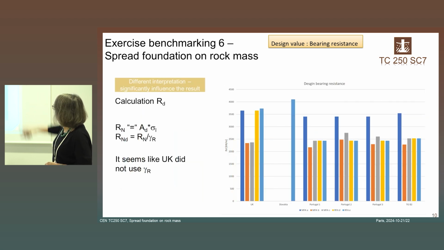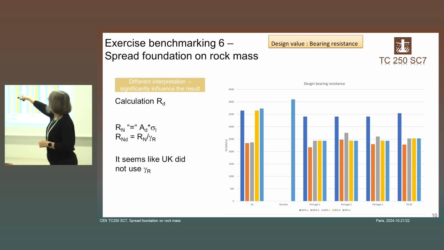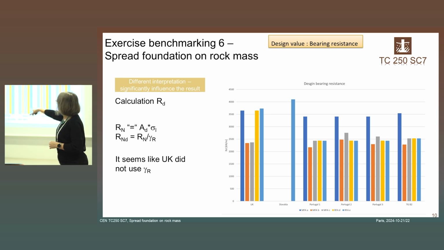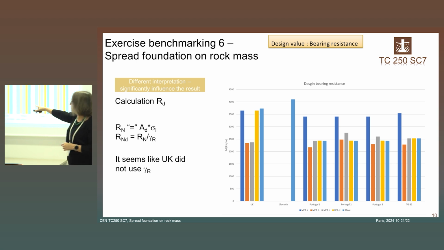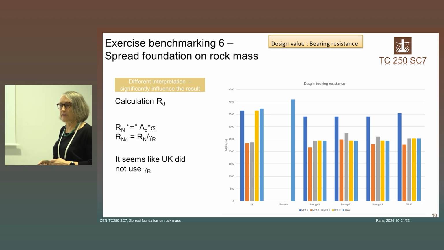And then finally, bearing resistance: if you're looking at the resistance factor approaches, it seems like, if you look at the TGB2 and the UK, the yellow and the blue final column there, the UK did not use the partial factor on resistance on their values compared to the other ones here. So it seems like we made a mistake there as well. Once again, we have to understand the tables.